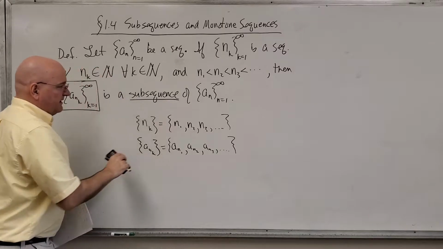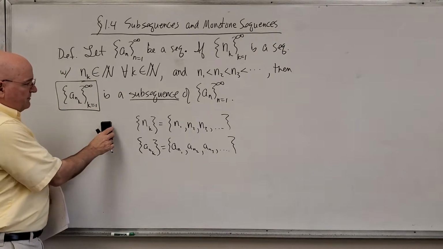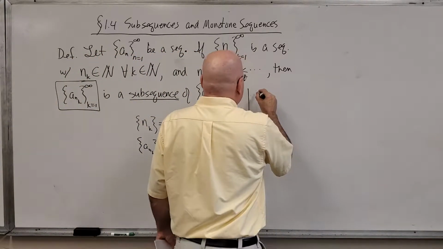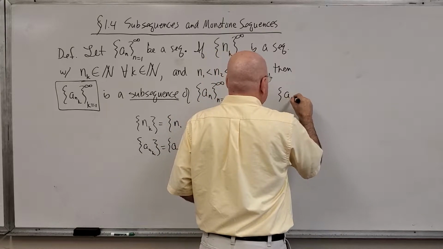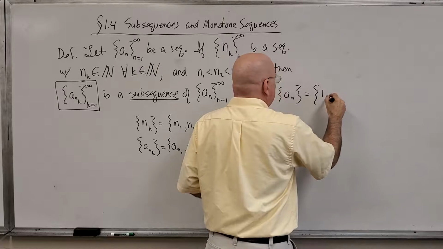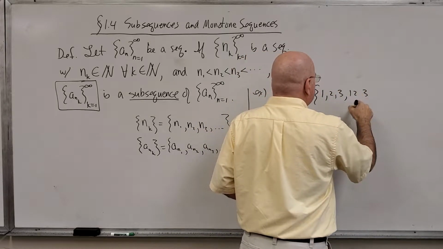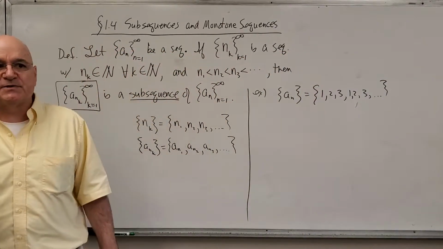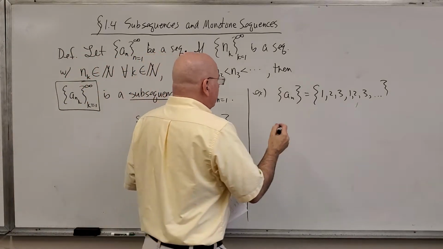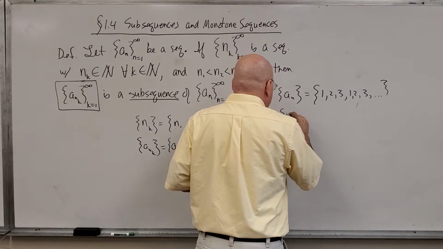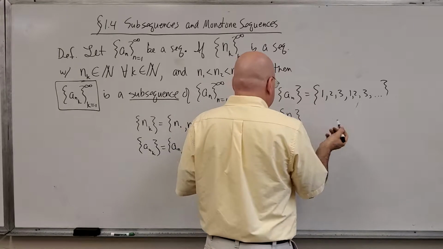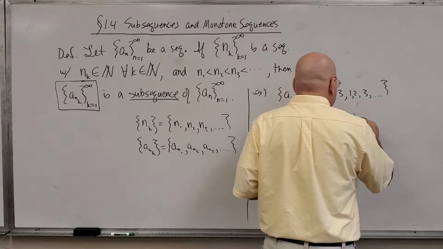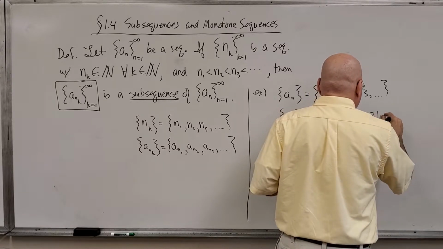All right, I'm going to erase just a little bit here, so I can do a couple of simple examples. Let's say we have a sequence a_n, a repeating sequence. Just 1, 2, 3, 1, 2, 3, 1, 2, 3 forever. That's our original sequence. I'm going to define n_k as n_k equal to 3k.